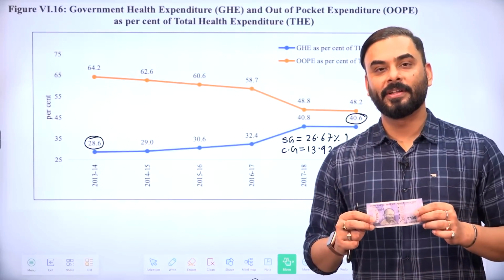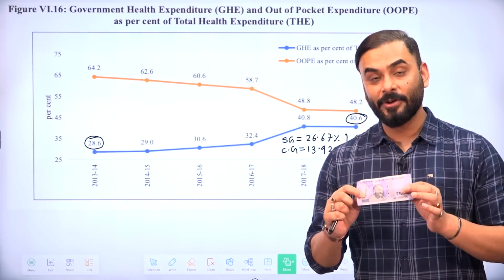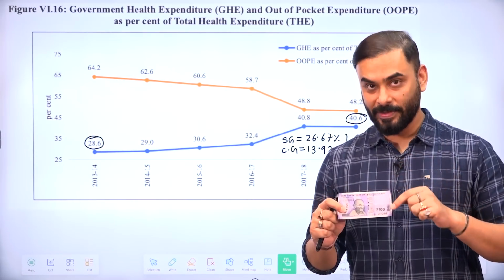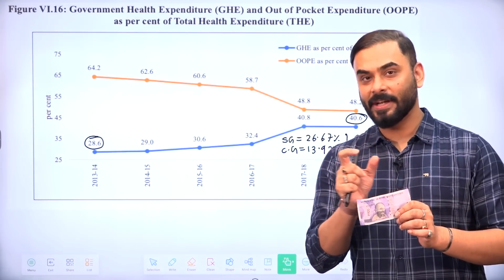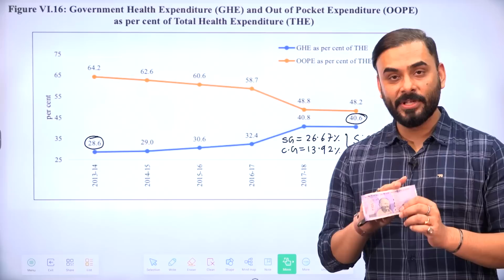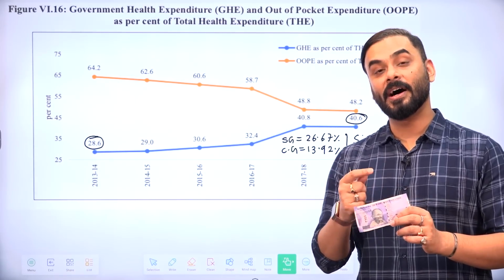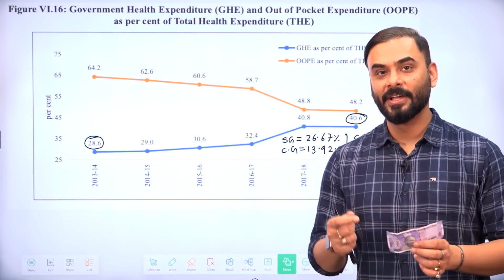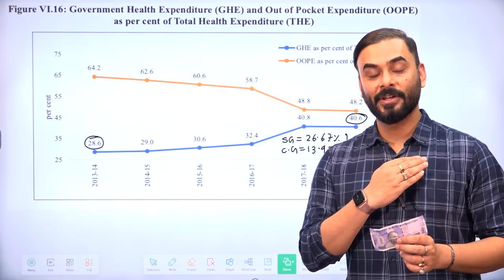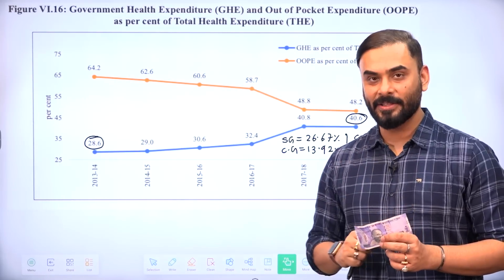So guys, suppose that Indians are spending around 100 rupees on health. Out of this 100 rupees, how much is the contribution by government? When I say government, government means both center and state combined. And how much out of the 100 rupees that we spend in India on health is out of pocket expenditure by public? Out of pocket expenditure means the money that belongs to me. It is my earning. How much out of my own earning I'm spending on health?